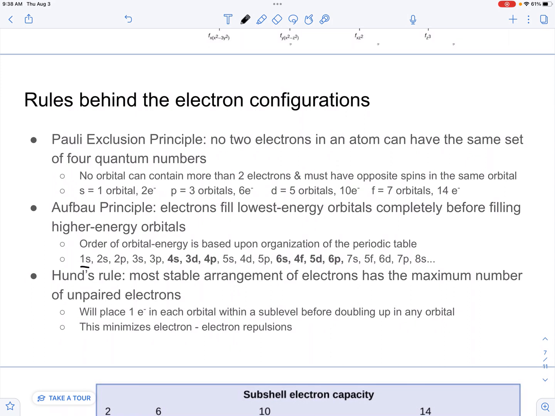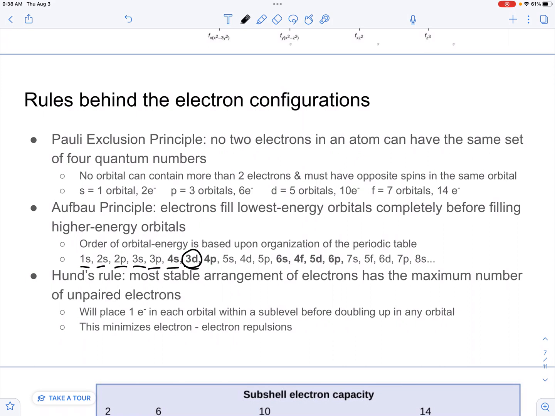So when you look at the order, we've got the 1s, the 2s fills in, the 2p, the 3s, the 3p. Then you'll notice the 3d is over here. The next one that fills in is the 4s. All right, so that is by looking at your periodic table. If you just start marching across the periodic table and write things in order, that order comes out of that.